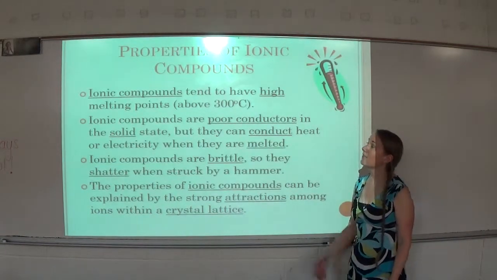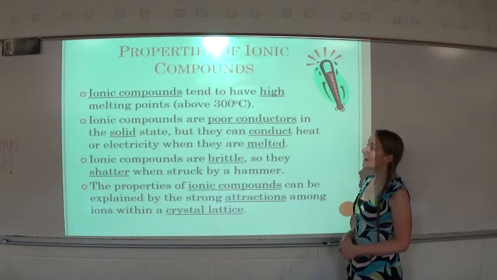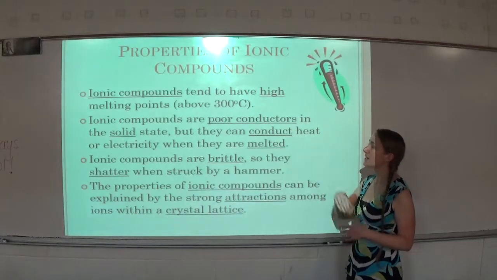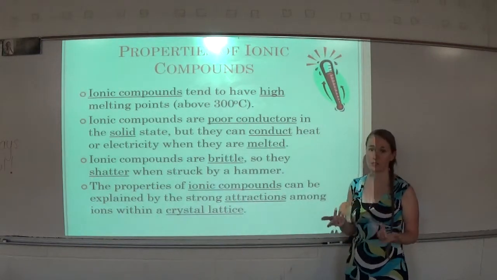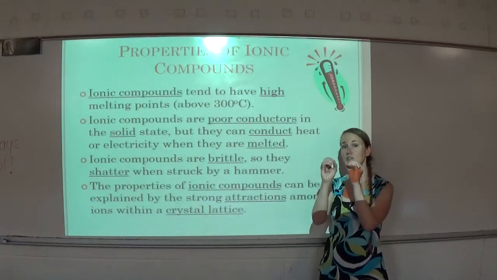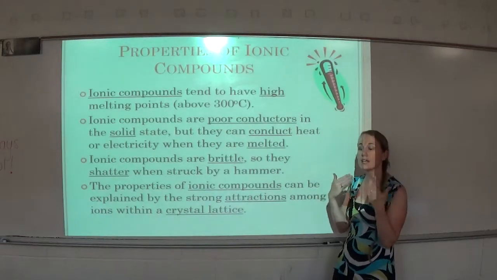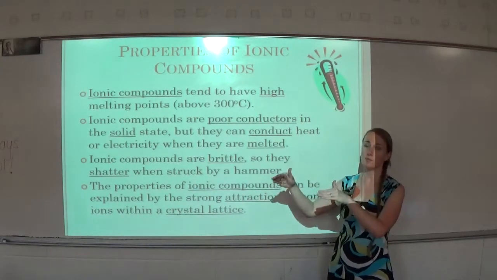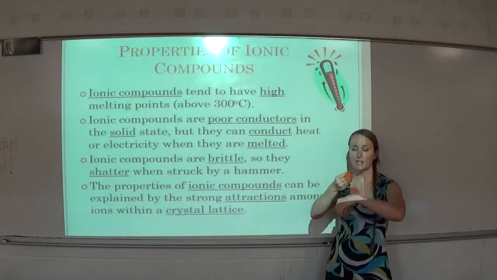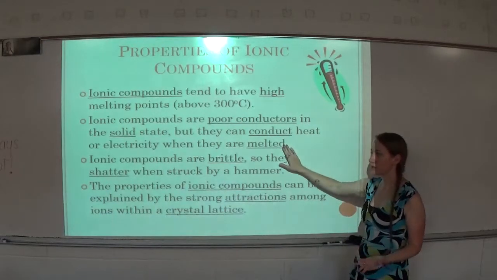Ionic compounds tend to have high melting points, which high is considered above 300 degrees Celsius. Ionic compounds are poor conductors in the solid state, but they can conduct heat or electricity when they are melted. When they're in the solid state, remember in solids they vibrate in fixed locations, so they can't move. For electricity to flow, we need charges that can move. They can't move in fixed locations, but if you melt them into a liquid, then they can flow past one another and conduct electricity.